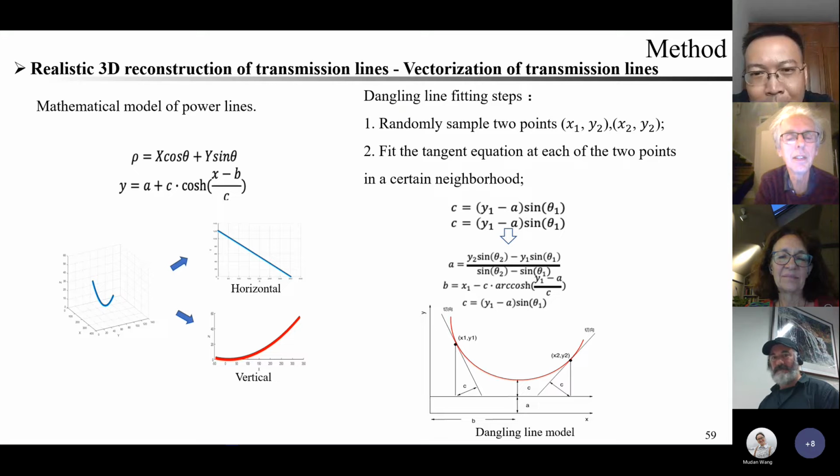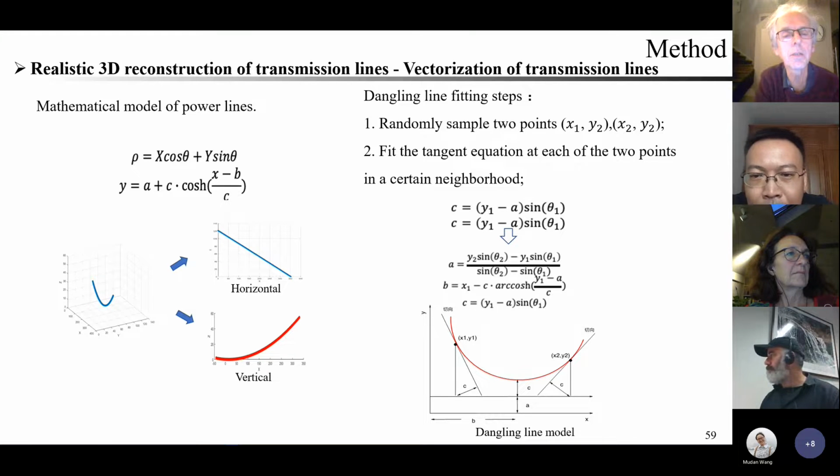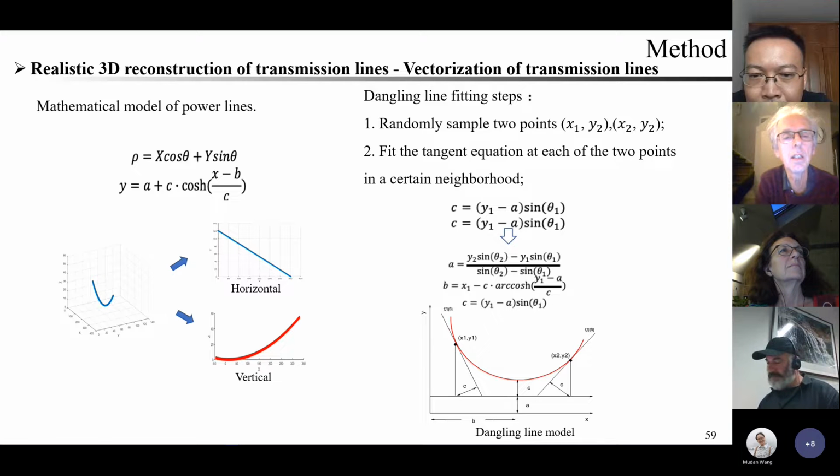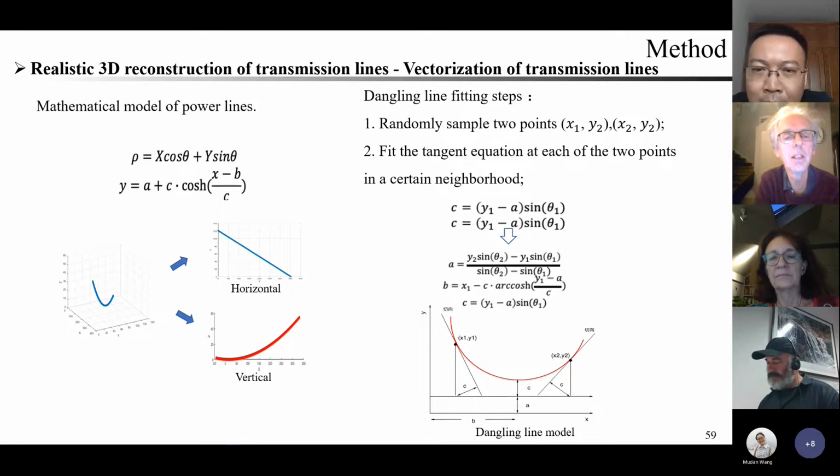Yes, here it is. This is the model we use to estimate the dangling line model. Okay, this first formula looks like a Hough transform, but it's not, I guess. It's a plane. Okay. So each time we use 2 points, but we will try many times.